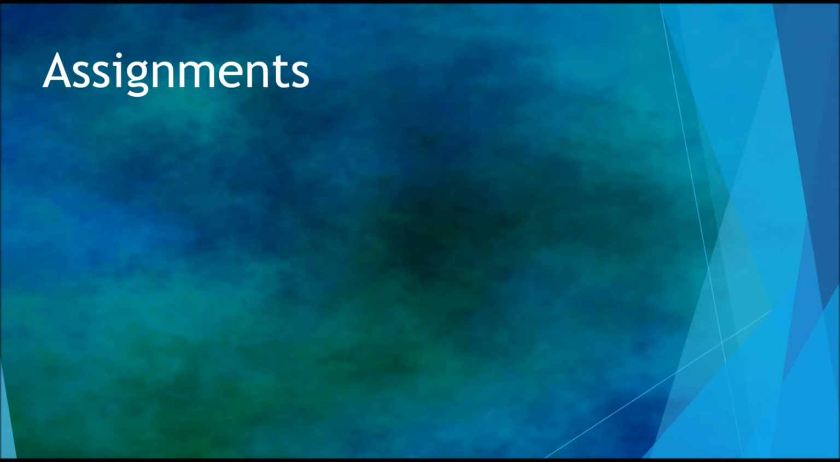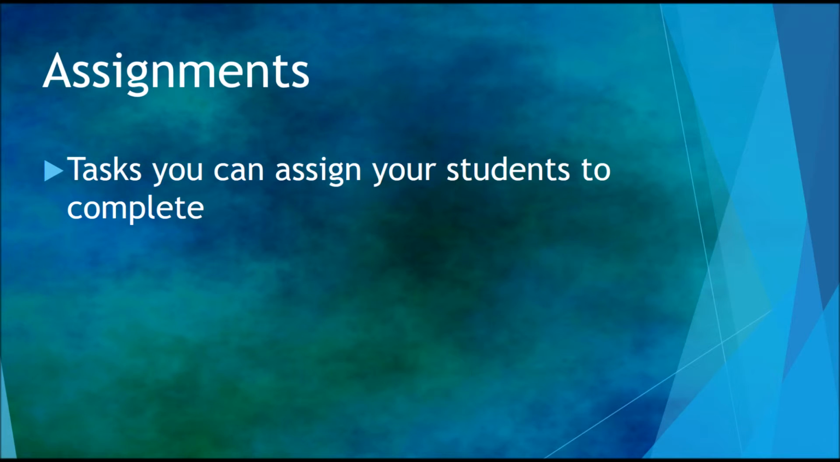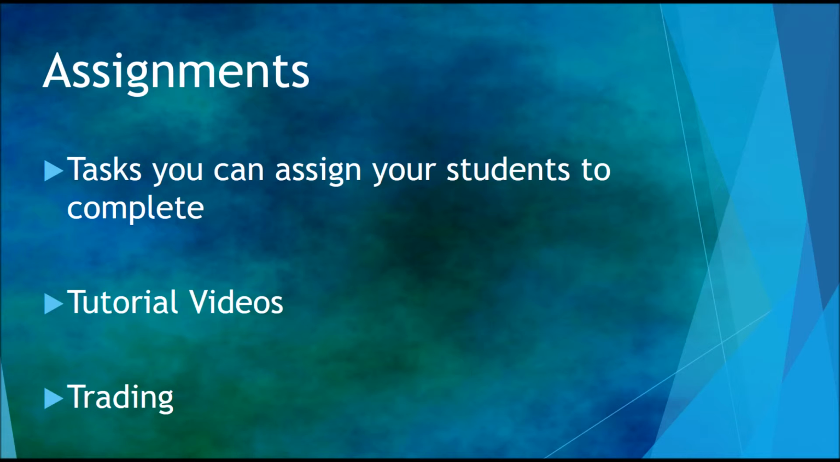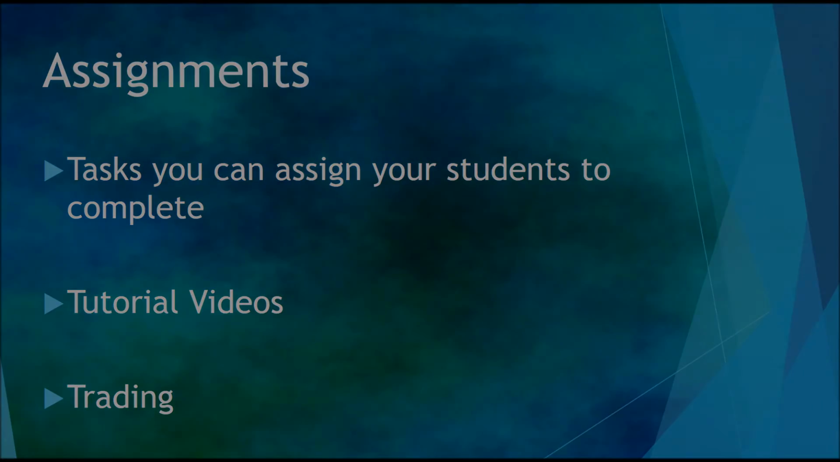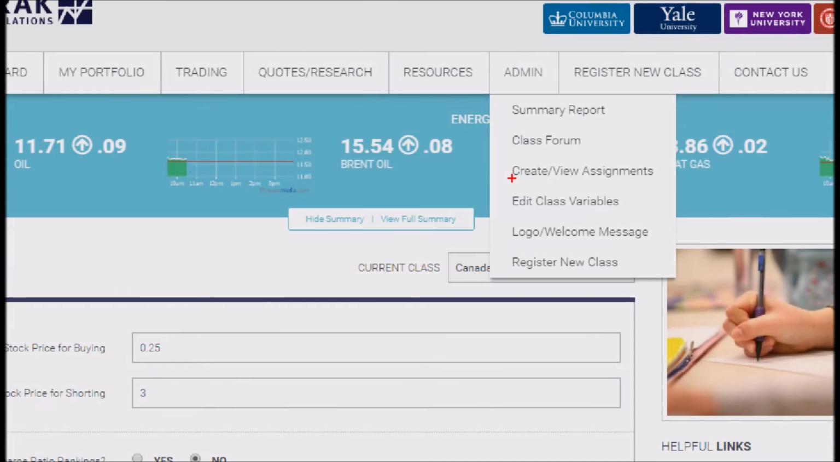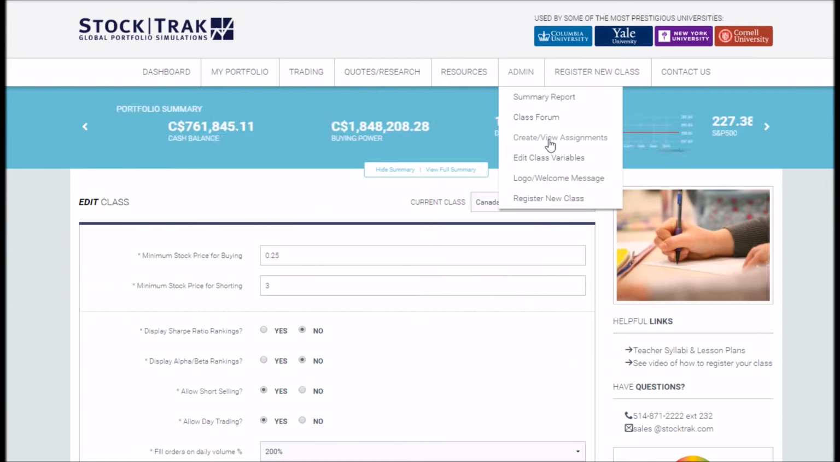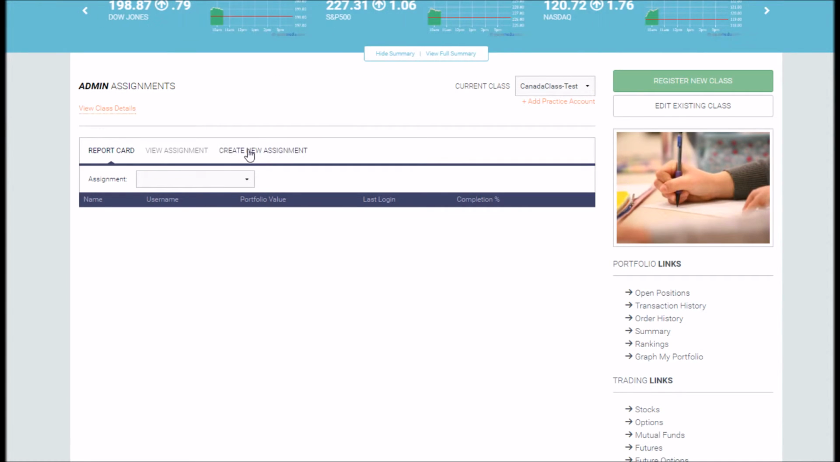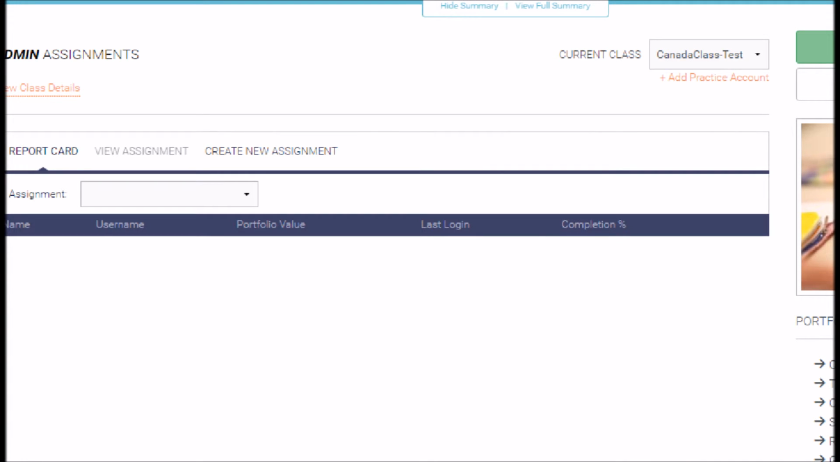You have the ability to add assignments to your class on StockTrak. Assignments are lists of tasks that you can assign your students to complete. This includes things like watching the tutorial videos that will walk your students through how to make basic trades, how to manage their portfolio, and how to use certain types of orders, and it also includes things like placing certain types of trades. You can find assignments under Admin on the main menu. Just click Create and View Assignments. Next, click Create New Assignment on the submenu.